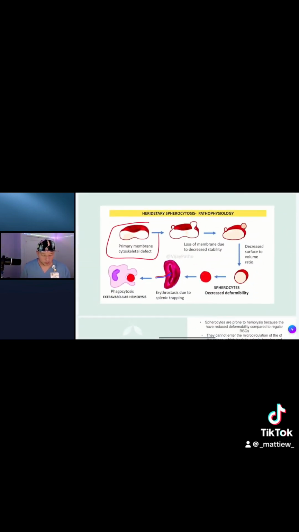We can see a regular red blood cell with good membrane integrity until we get down here. It can't be deformed any longer. So it gets trapped within the spleen, and the macrophages will break them down, causing hemolysis. And we'll get a thing called splenic trapping, which means that we're going to get a huge number of red blood cells stuck in the spleen.